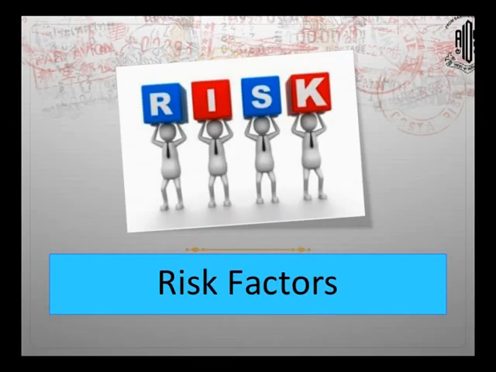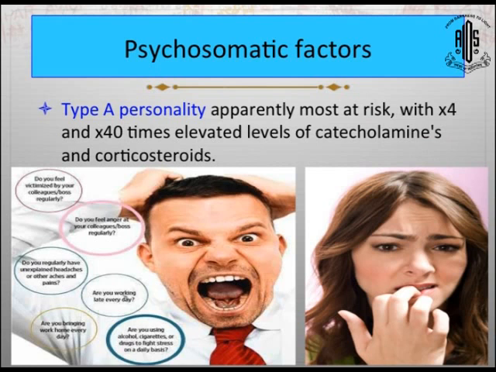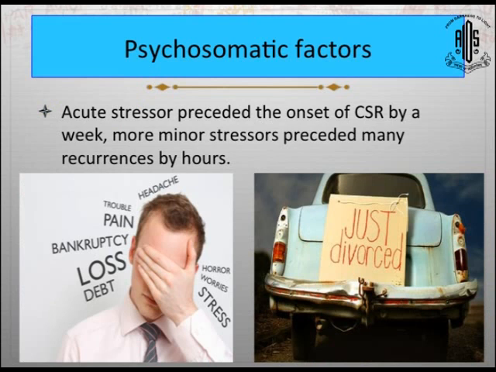Coming to the risk factors, we have psychosomatic factors, that is type A personality. Most patients are at risk with 4 to 40 times elevated levels of catecholamines and corticosteroids respectively, going to the proposed mechanism of the choroidal or RPE theory. Then again, psychosomatic factors like an acute stressor will precede the onset of CSR by a week, or minor stressors preceded many recurrences by hours. So we have things like pain, bankruptcy, loss, and divorce, which may be a controversial thing.